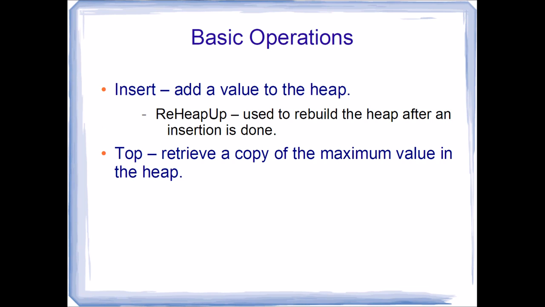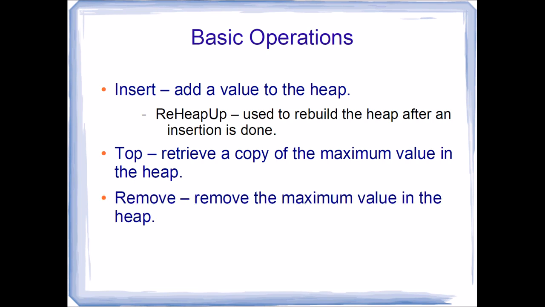Okay, we'll have top, and top is simply going to retrieve a copy of the maximum value in the heap, assuming it's a maximal heap. Okay, otherwise it would retrieve a copy of the minimum value in the heap. Okay, then we're going to have remove, and remove is going to remove the top value in the heap, the maximum value in the heap if it's a maximal heap, or the minimum if it's a minimal heap.